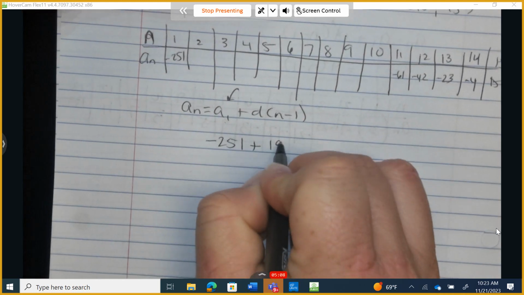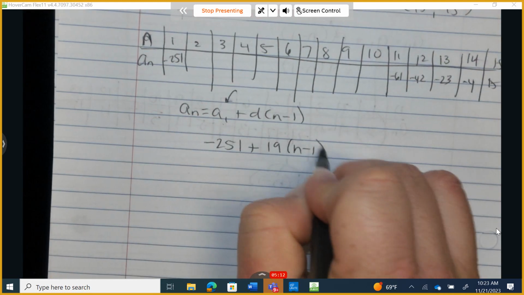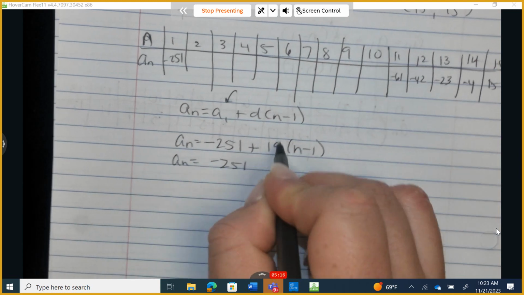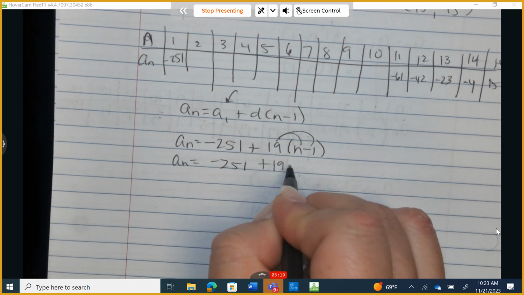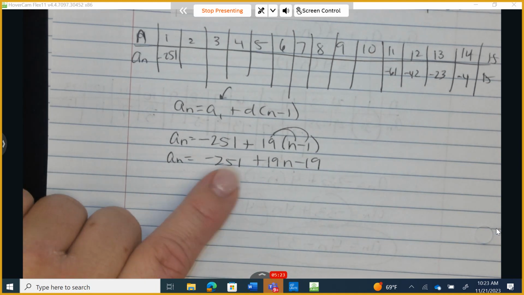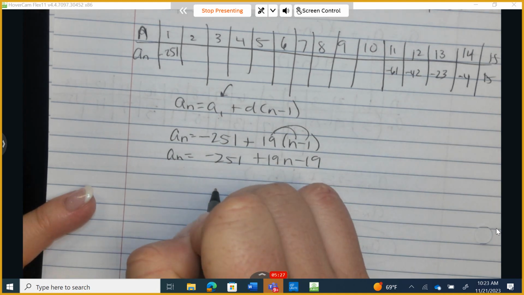The common difference is 19. We can see that we're adding 19 as we go to the right. N minus 1. I'm going to distribute the 19 to get 19n minus 19. And then when I take negative 251 and I add a negative 19, I end up with a negative 270.